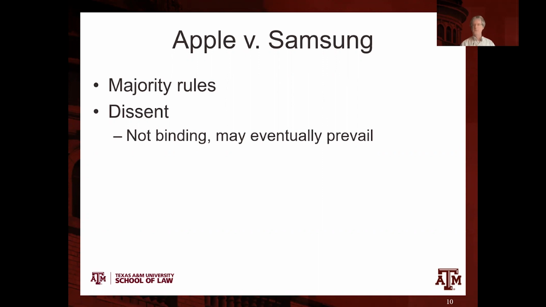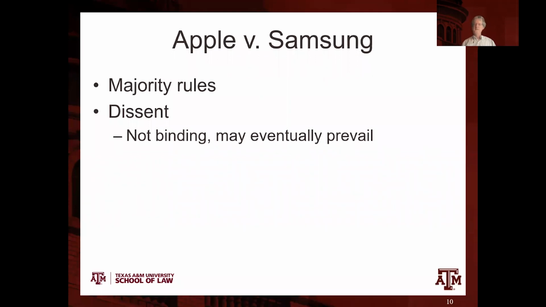The outcome should be that we reverse the trial court here. This is not really a factual issue at all. We should not be deferring to the jury. Obviousness is a legal question, not a factual question, and so we should not be deferring to the jury's verdict. Now, the dissent is just a sort of venting of why he thinks the majority is wrong. It's not binding in any way. It's not authority that later courts have to follow.